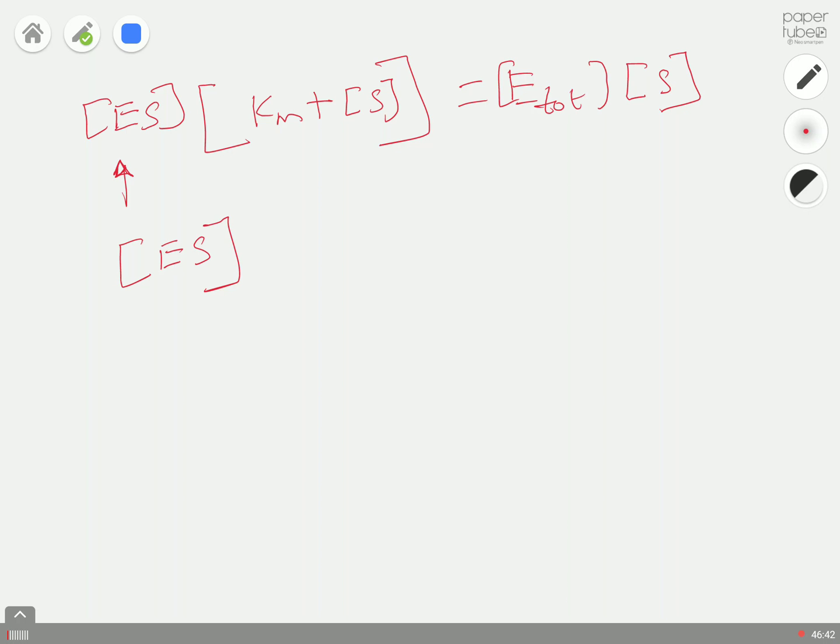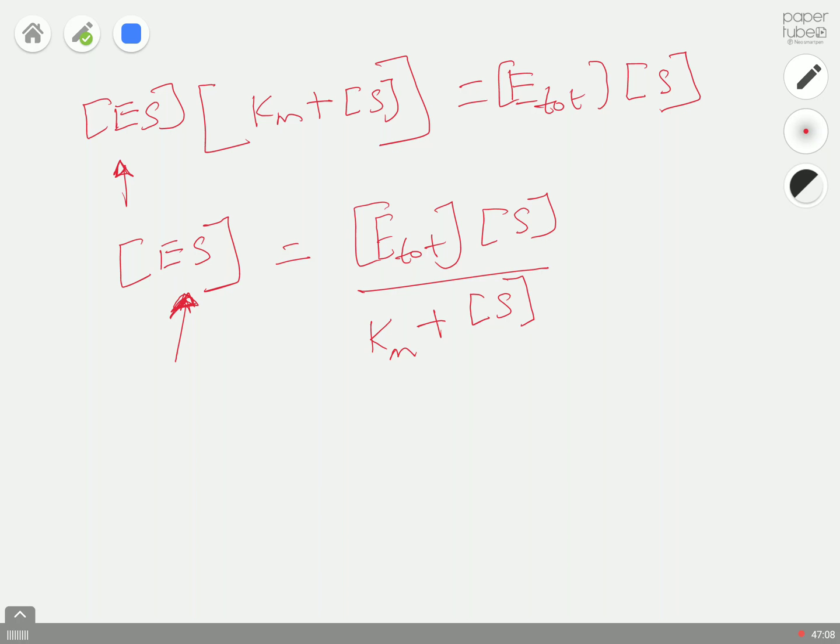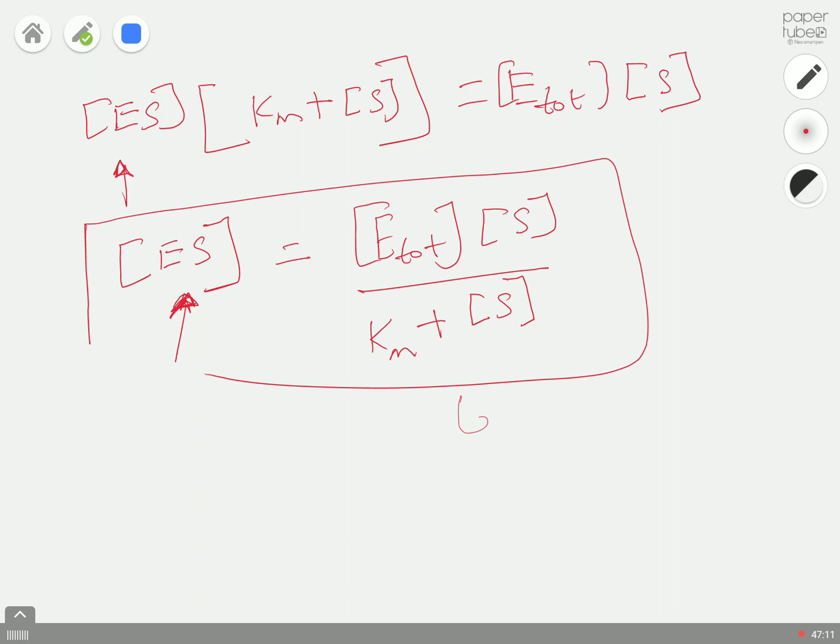So why are we doing this? Because once you start your reaction, you cannot measure the concentration of your enzyme substrate complex. So that's why we are trying to find a relationship, to find what the value of this enzyme substrate complex will be. So this will be equal to E total multiplied by your substrate concentration, divided by your equilibrium constant plus your substrate concentration. Let's call this equation 5.